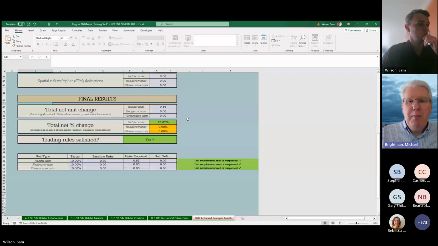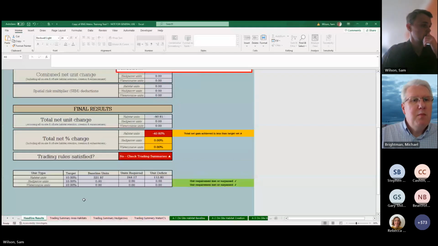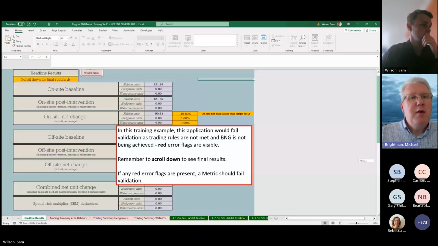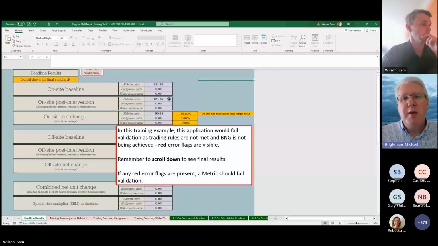So we'll go back to our headline results page, Sam, if we may. And if we scroll up and look at the headline results, you'll start to find the information for the baseline. And you see in this example here that our baseline value of units is 221.97. But in our on-site post-intervention, because we've told the metric that we're going to lose some of these habitats, we've now got 131.37 units, and therefore an on-site net change of minus 90.61 units, which is 40%.